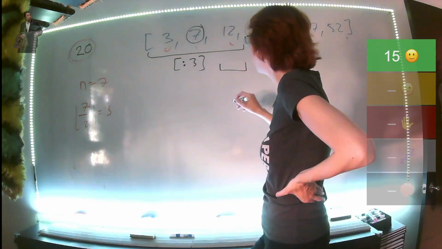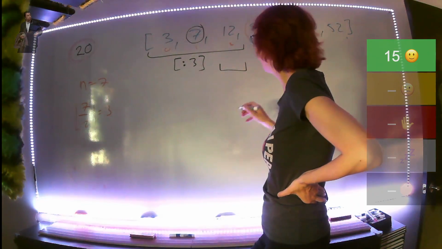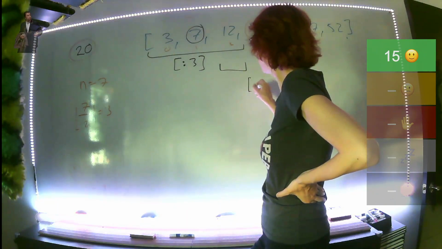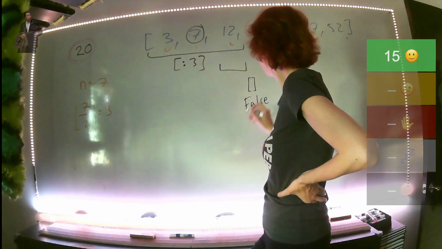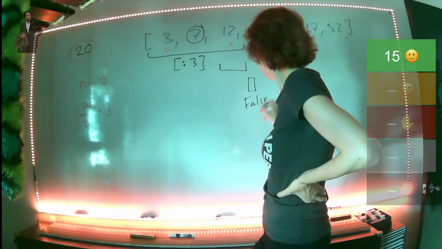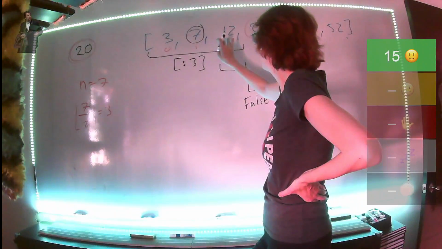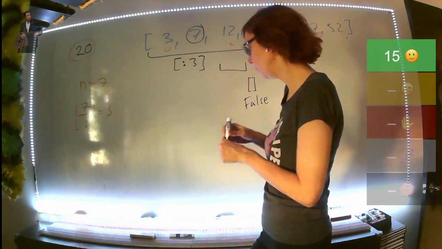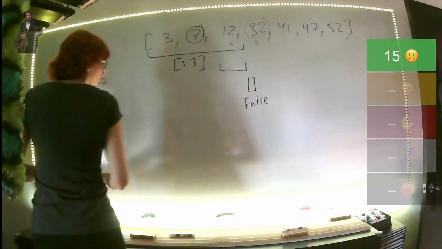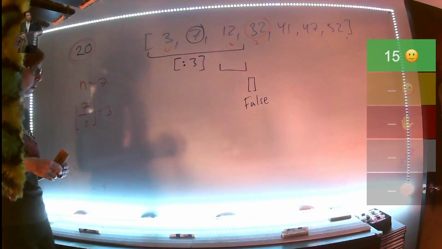20 isn't going to be the 12, it's larger, so I'm going to end up searching in an empty array, and the empty array means false. So then that false gets returned to the 12 one, which gets returned to the 7 one, which gets returned to the 32 one, and that's how I know that it wasn't there. So this is what's going on in binary search.